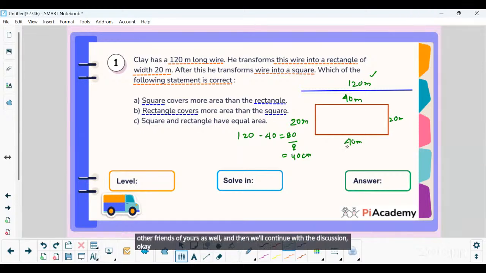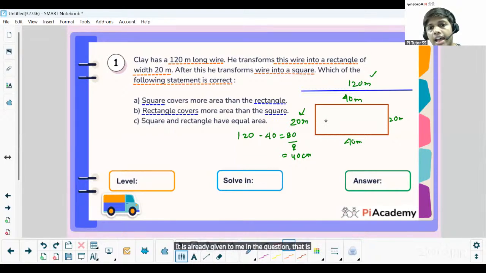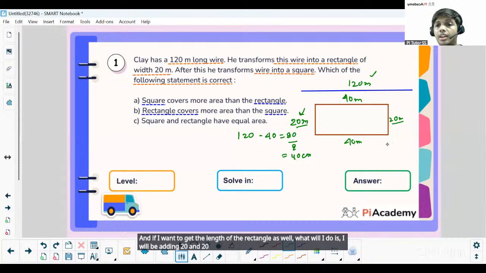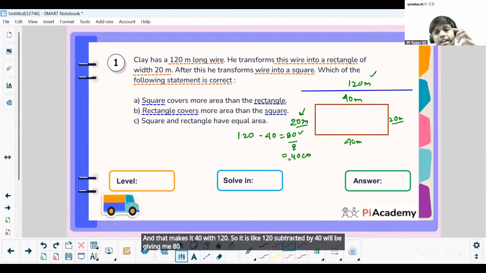Okay. So here for this question, as you can see, Venkat has already told us that for this 120-meter length of wire, if I want to convert this into a rectangle, I will need a width. Width is already given in the question, that is 20 meters. To get the length of the rectangle, I will add 20 and 20, which is already known to me, and that makes it 40. So 120 subtracted by 40 will give me 80 meters, which is the entire length that I need to use.